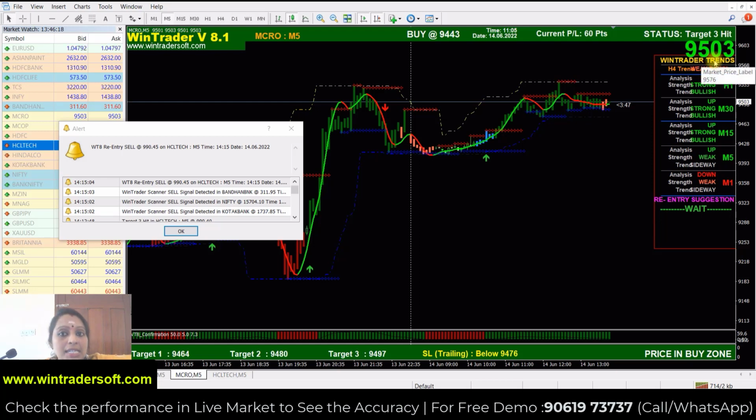If it breaks 16, then the market will again go up, and the support is 9,488. If it breaks this support level, then the market will go down. So currently I think the market will again go up. There is a chance the market will again go up because the price is still in the buy zone and the bar is also green.